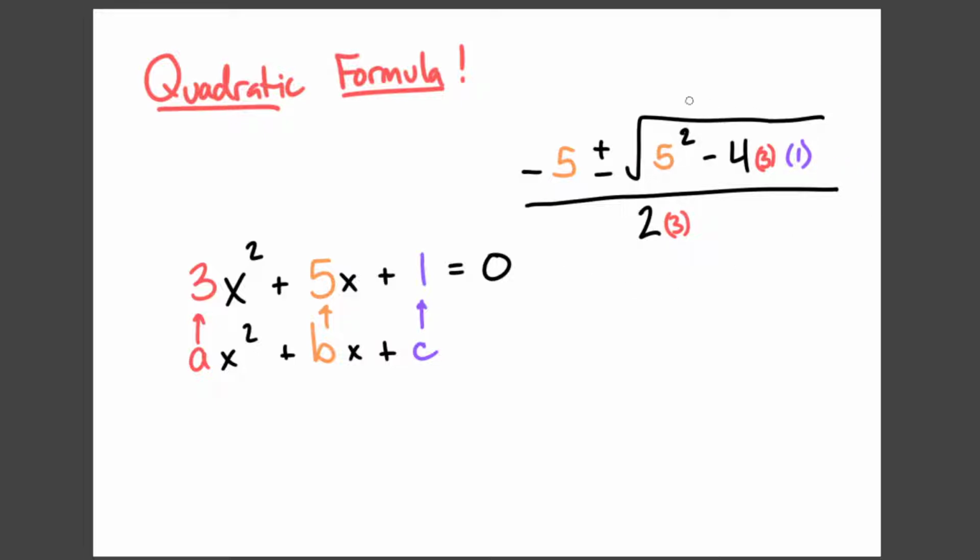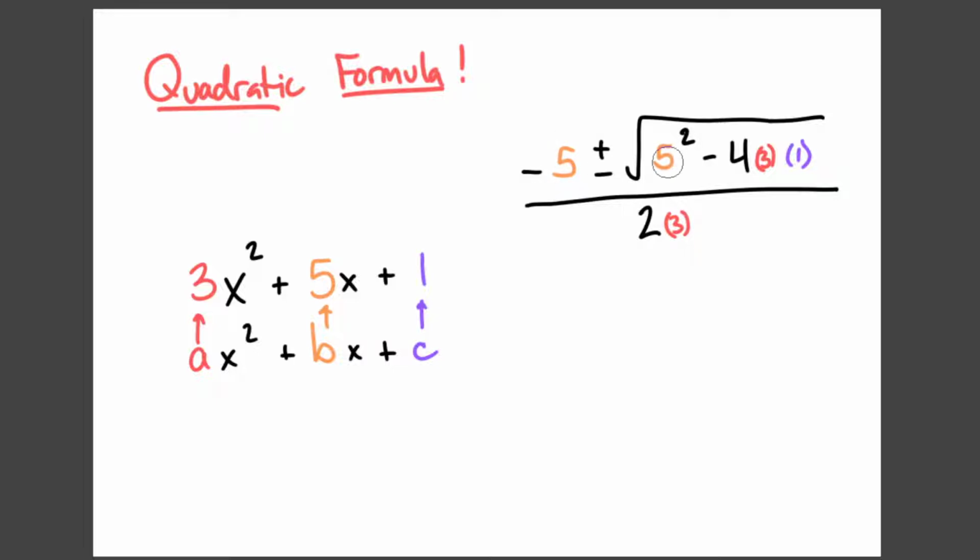Now that I have all of my numbers plugged into this equation, all I really have to do from here is start going through and simplifying each of my terms. First up, I have -5. Nothing's really happening with this guy, so I don't need to worry about it.